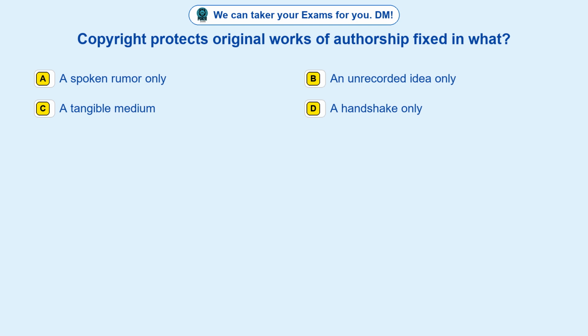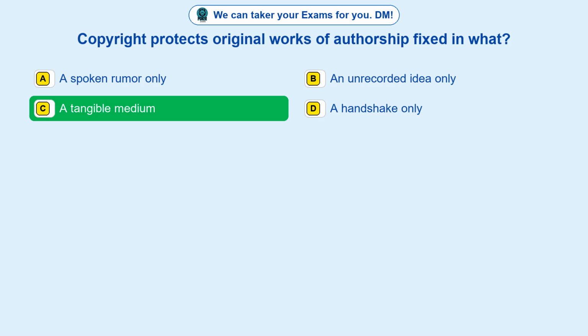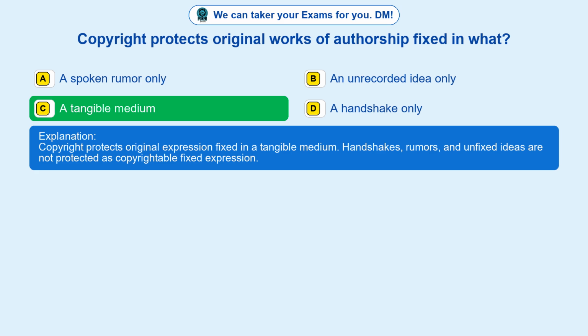Question 95. Copyright protects original works of authorship fixed in what? Option A, spoken rumor only. Option B, an unrecorded idea only. Option C, a tangible medium. Option D, a handshake only. The correct answer is option C, a tangible medium. Copyright protects original expression fixed in a tangible medium. Handshakes, rumors, and unfixed ideas are not protected as copyrightable fixed expression.